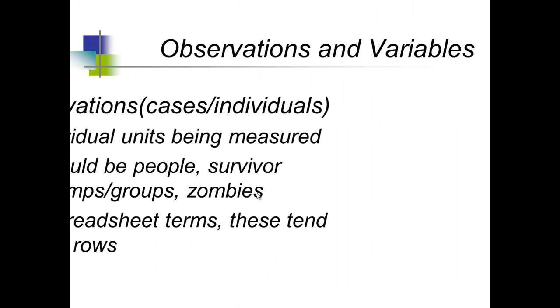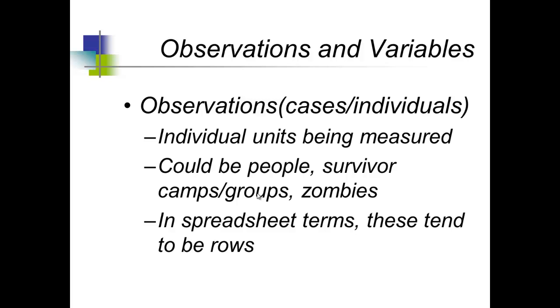All right, so observations. These are the individual units being measured in a data set. They could be individuals, like people. They could also be groups of people, as in survivor camps or groups. They could also be zombies. They could be pens in a drawer. They could be a variety of things. But essentially, you're looking for observations to be the rows in a spreadsheet. The variables are the columns. Observations are the rows.